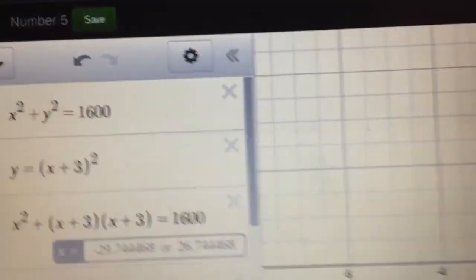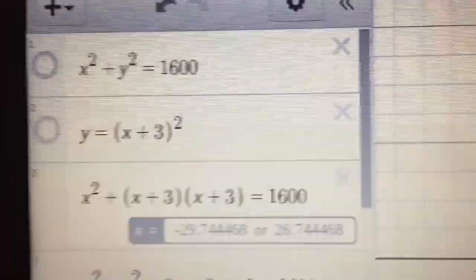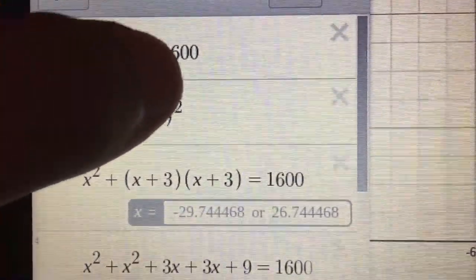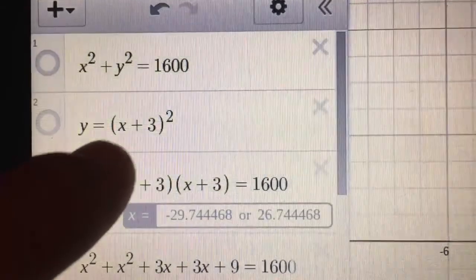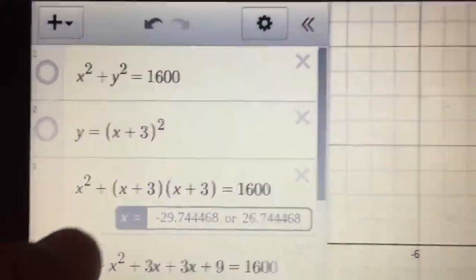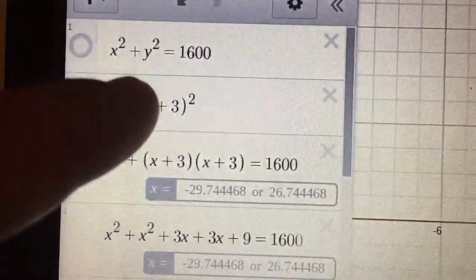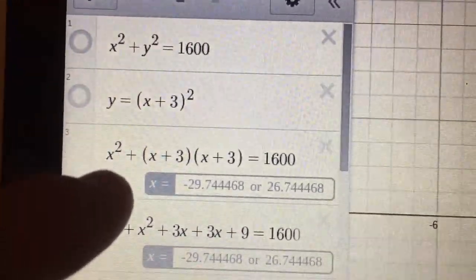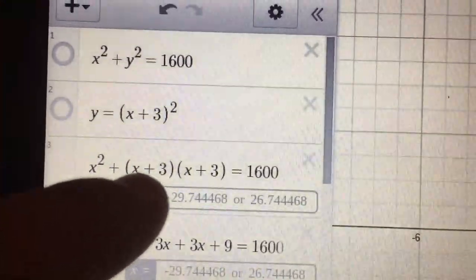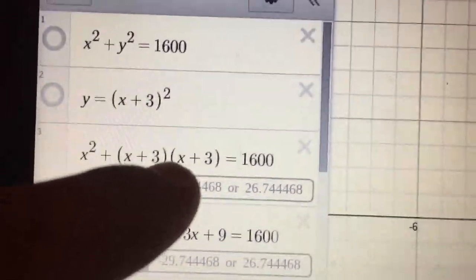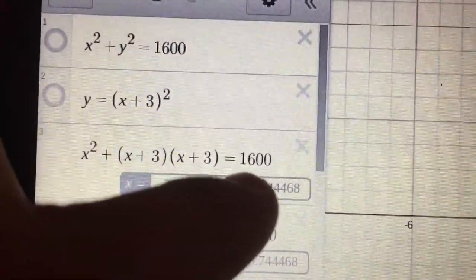Okay, so now this is how we're going to solve it. We're going to have x squared plus y squared equals 1600, and then y equals x plus 3 squared. Now you're going to move down and plug y into our equation, so we get x squared plus x plus 3 times x plus 3 equals 1600.